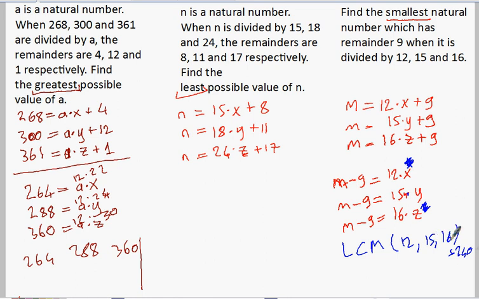5 times 16 is 80, okay, 240 it will be. That means 12 times 20 I can do, 15 times something I can do. I don't want to find that one right now. So each of these numbers can be made 240, 240, 240. So 240 can be the same number for each. So m minus 9 equals 240, so m equals 249.